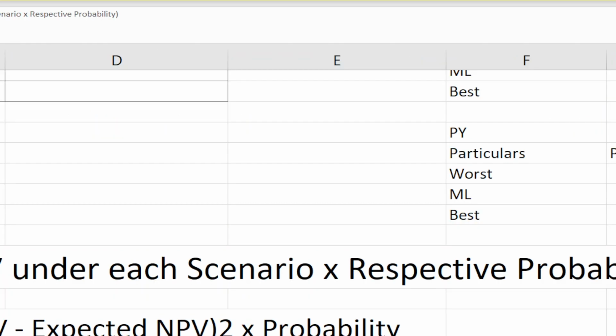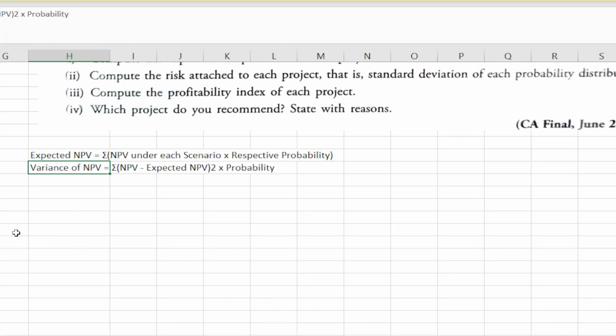Second one, what have they told? They have told us to calculate standard deviation. As all of us know, how to calculate standard deviation? Standard deviation is the square root of variance. So we will calculate variance also. What is the formula for variance of NPV? Summation of NPV minus expected NPV, whole square, into probability.